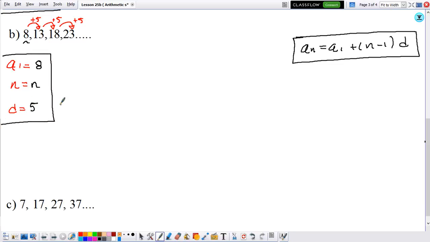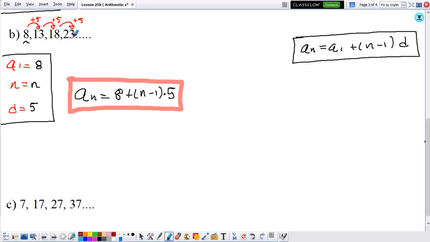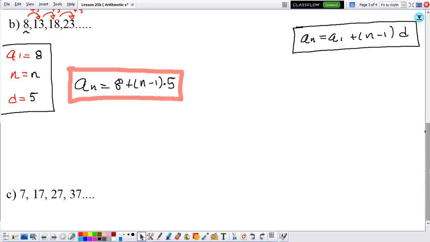You got those three values. You got the shape of your formula. So let's just plug in the values now. An equals a1, which we found to be 8, plus n minus 1 times d, where d we found to be 5. That's multiplication. And that's it. This is the explicit formula for this arithmetic sequence.